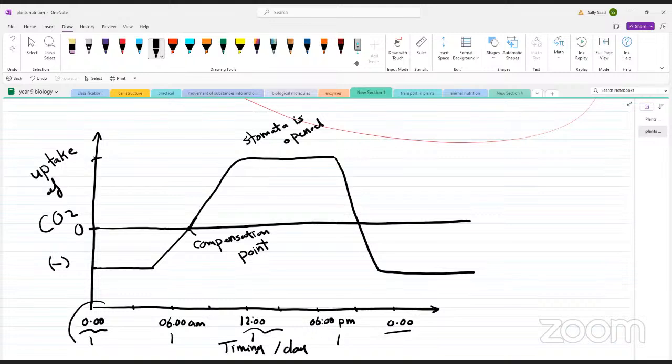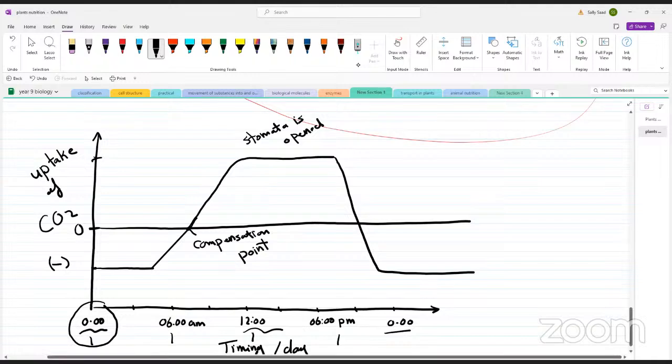So at midnight here, this is midnight, no light, no photosynthesis. So the plant will not take carbon dioxide. The plant is doing only respiration, so it will release carbon dioxide to the surrounding. You understand? That's why it's a negative uptake.